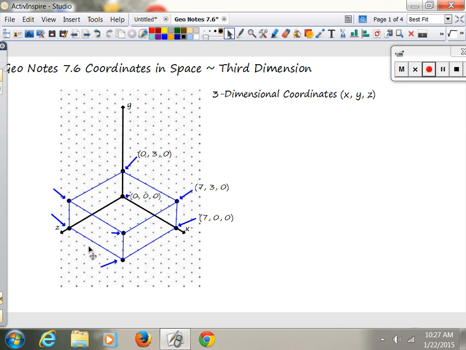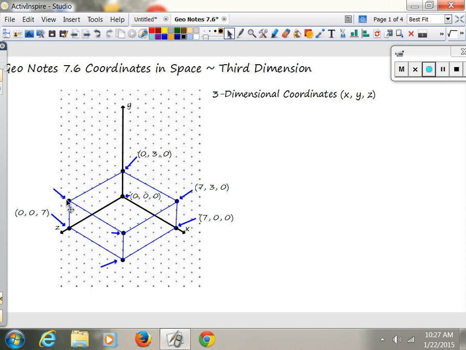What about this point right next to z over here? Right next to z. How much do I go on the x-axis? 0. How much do I go on the y-axis? 0. How much do I go on the z-axis? That would be 7. Just 7, yeah. 0, 0, 7. So if you like James Bond, that's 007 right there. All right, so there is that point.